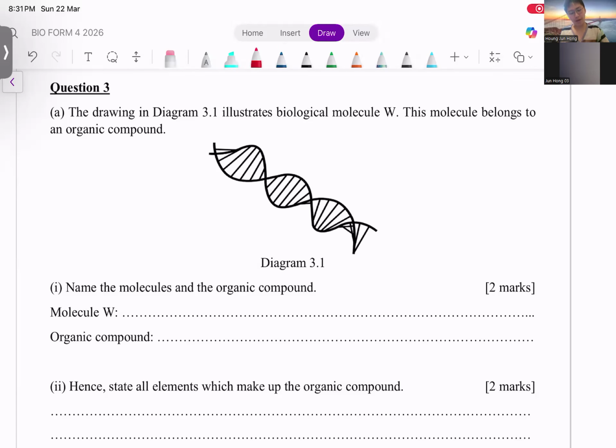Next question, we have a molecule. What is this? This is quite common. This is a double helix. Very obviously, this is our DNA. So please write the full name. Full name. Deoxyribonucleic acid.